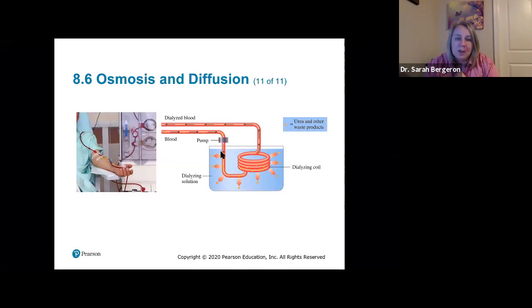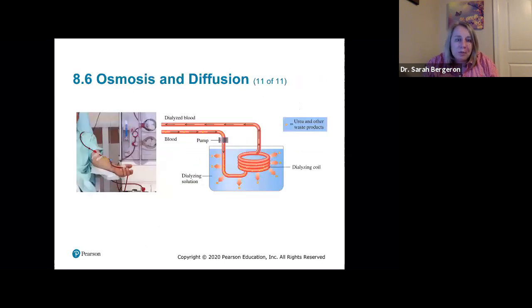And then it goes through this solution. So it's inside this membrane, right? This tube is a semi-permeable membrane. And there are no waste particles there to start with, but the waste particles will move out of the blood inside of this semi-permeable tubing, and everything else that's supposed to stay in will stay in, and then it will get returned to the patient clean. Okay.